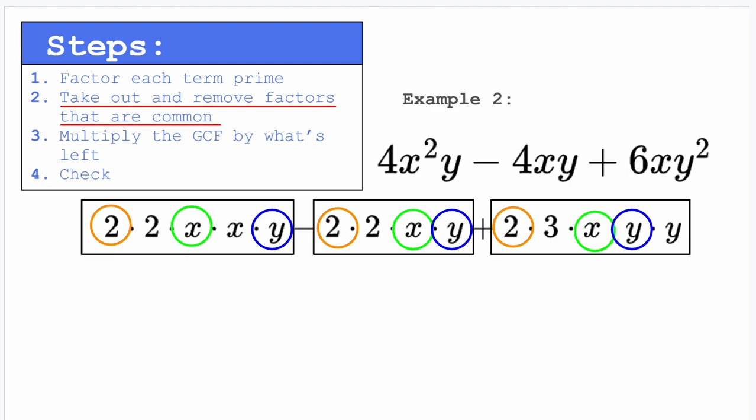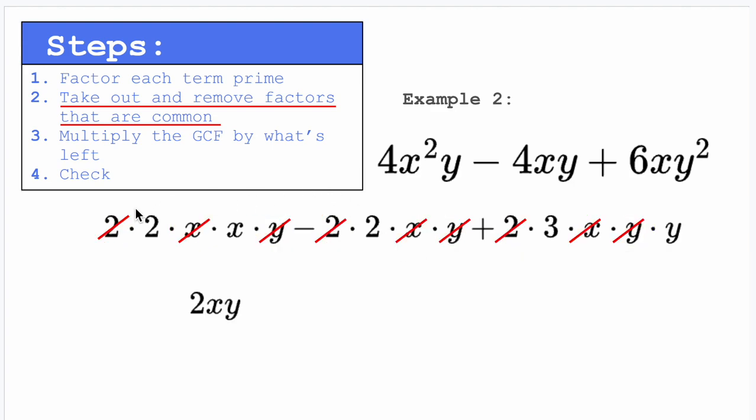So now I want to take out and remove factors that are in common. Hopefully you can see that each term has a 2, x, and y in common. So we're going to take those factors out. And so I have removed those factors. I pulled out the greatest common factor, and I removed these from each of the terms.